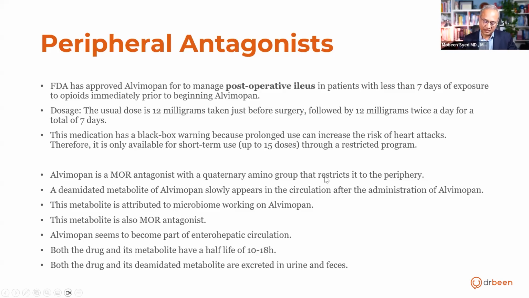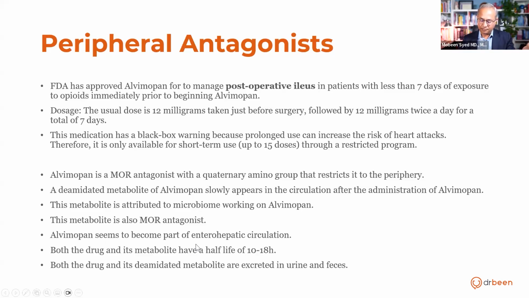Very interesting drug. So alvimopan is a mu antagonist with a quaternary amino group that restricts it to the periphery. A deamidated metabolite of alvimopan slowly appears in the circulation after the administration of alvimopan. This metabolite is attributed to the microbiome working on it. This metabolite is also a mu opioid receptor antagonist. This would be another CME question, for example.